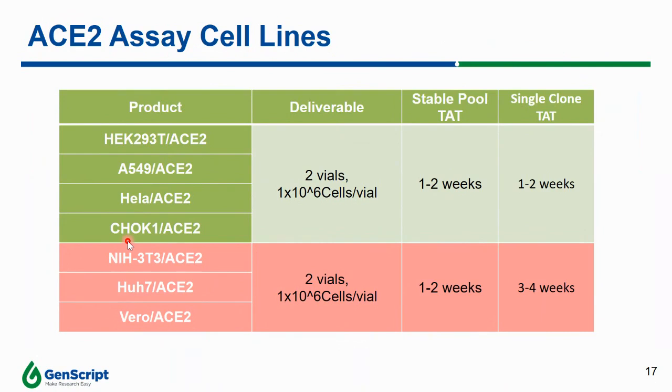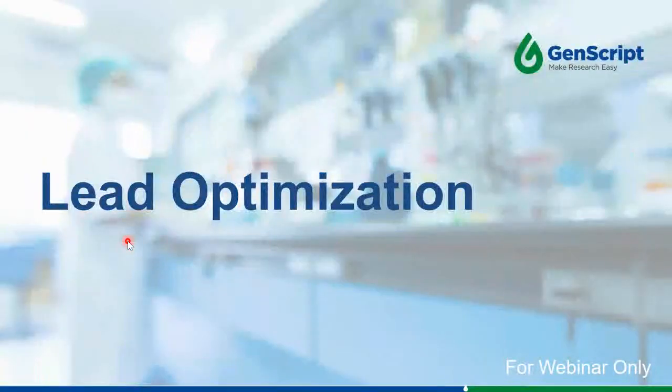Additionally, they can be used for affinity analysis of antibodies or other molecules to the spike proteins. And finally, they can be used for investigating the SARS-CoV-2 infection mechanism. So next, I would like to switch gears and discuss lead optimization.